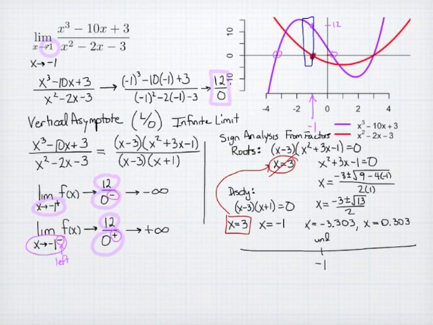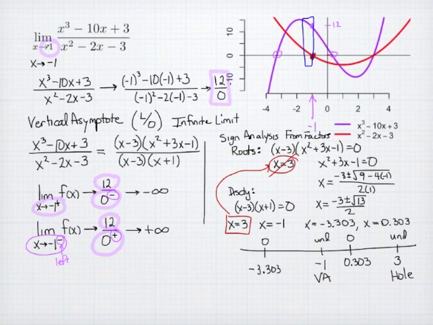at -3.303, we have a root. At positive 0.303, we have another root, and at x equals 3, we have another undefined point. At x equals -1, we have a vertical asymptote. The last problem showed that at x equals 3, we had a hole.